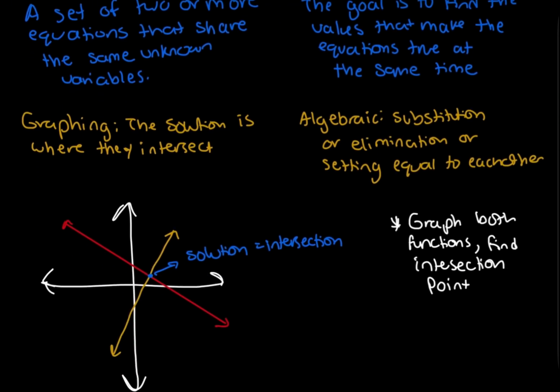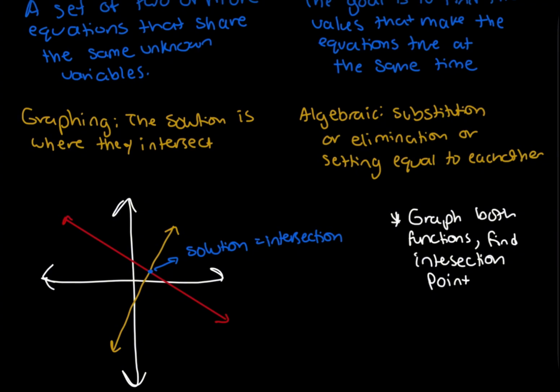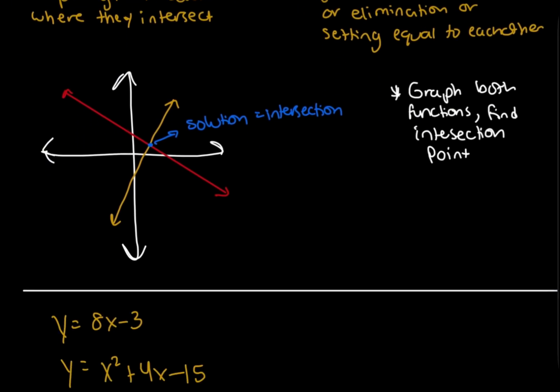When you're graphing, you want to take the two equations and graph them on your calculator and see at what point they intersect. Wherever they intersect, that's going to be your solution. Algebraically, you can use a few different methods like substitution, elimination, or setting both equations equal to each other if they're equal to the same thing. So let's do a practice problem.